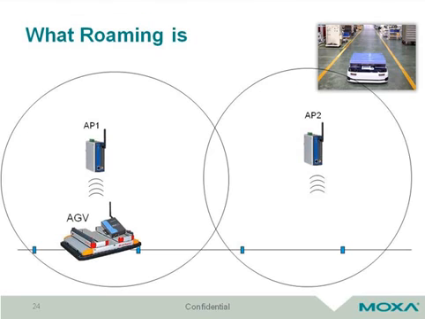Since the client established a wireless connection to the AP, the client may be movable. For example, an automated guided vehicle. Because it's movable, it may not just connect to only one AP. It could change to a second AP when it moves from A to B. And the technology for it to move is called roaming.